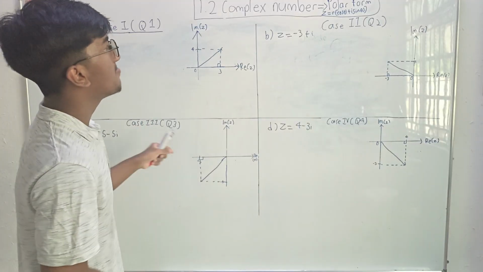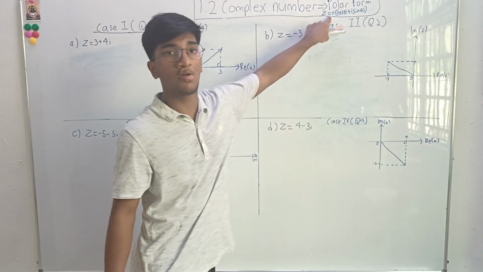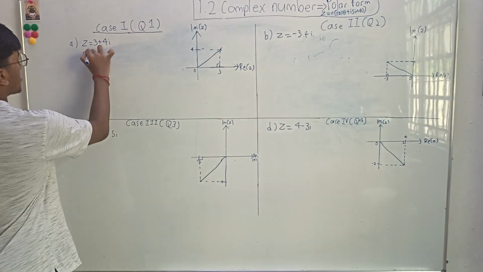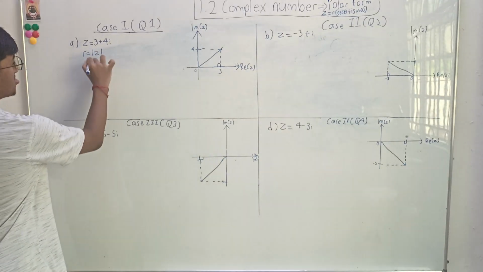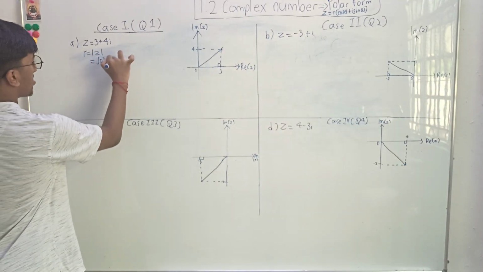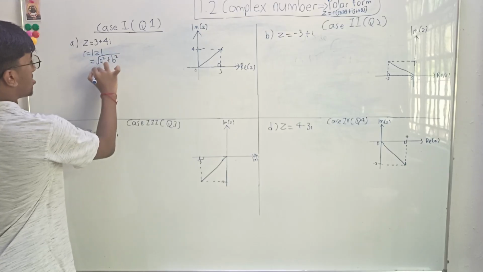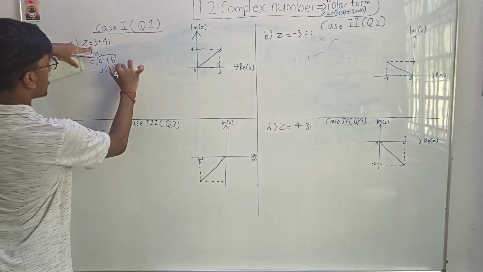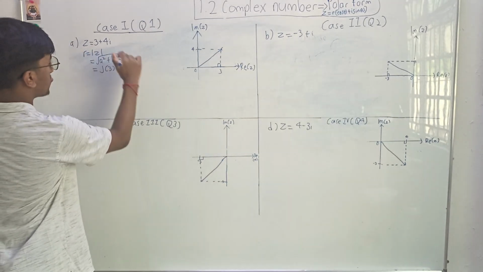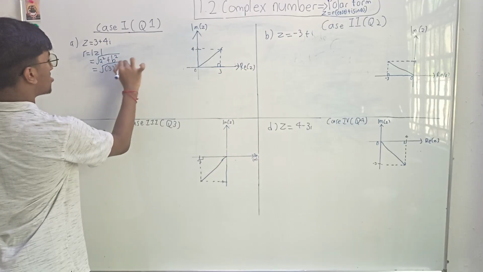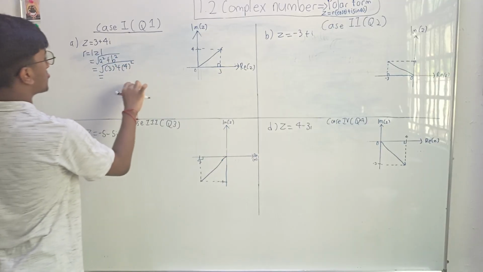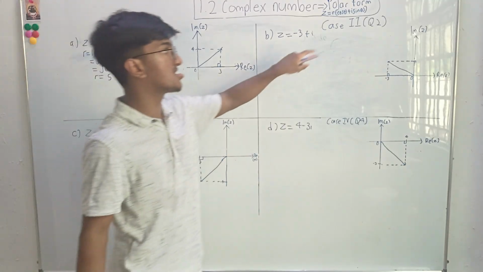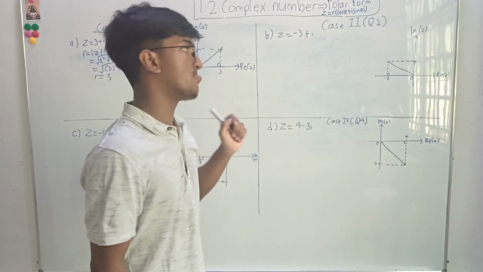So the first step, we find the r, which is the modulus of the complex number. So r equals the modulus of the complex number, which is the square root of a square plus b square. My a is the real part, 3 square, plus b is the imaginary part, 4 square. I got 5. After finding r, we need to find the theta, which is the argument of z.